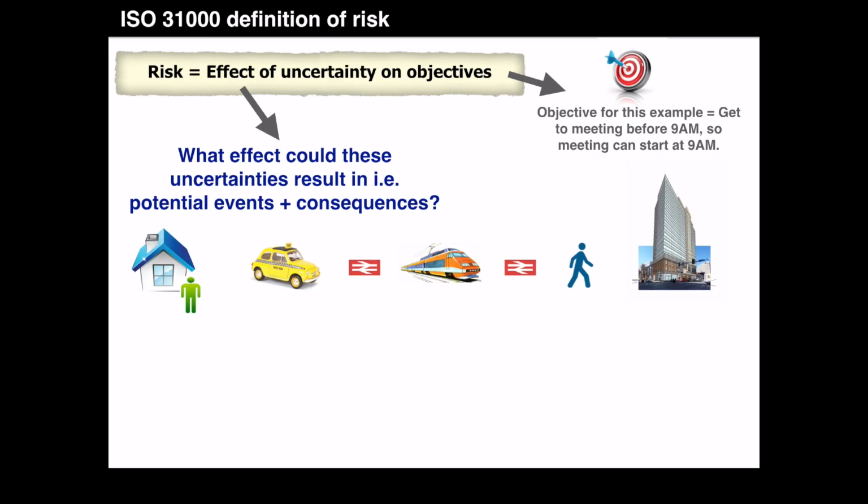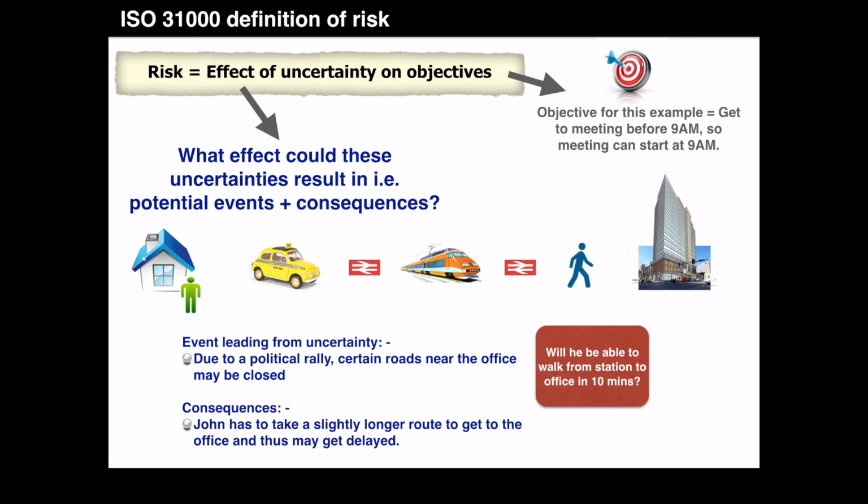For our fourth uncertainty, the potential event may be that due to a political rally, certain roads near the office may be closed. The consequence of this event may be that John needs to take a slightly longer route to the office and hence may get delayed for his meeting.